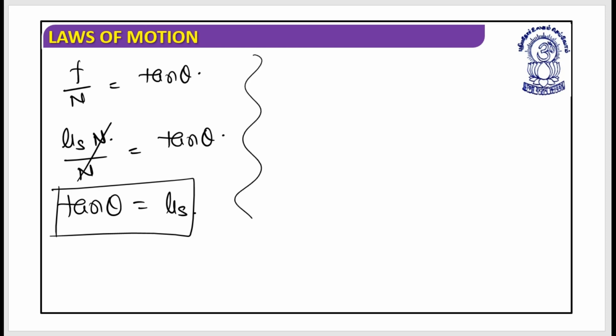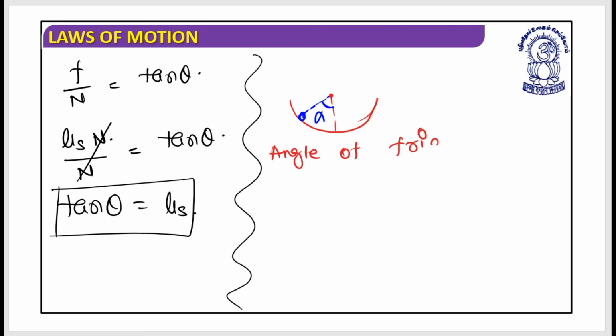Now another approach. This was the hemisphere, and this was the center of the hemisphere. Let's suppose the insect can crawl up to this height. Let's suppose this is alpha. If I apply the concept of angle of friction, let's assume at point A, then I can directly have mu is equal to tan alpha.